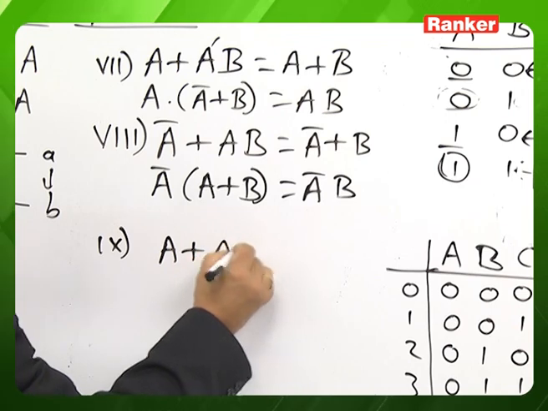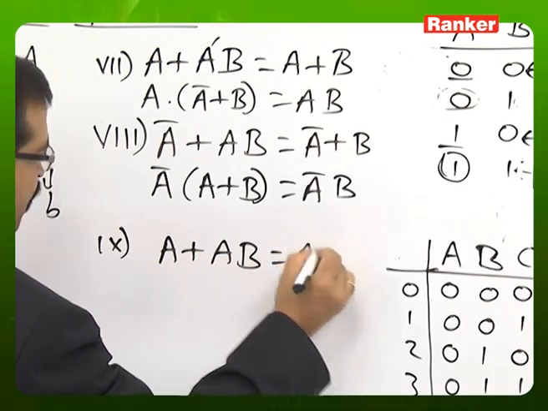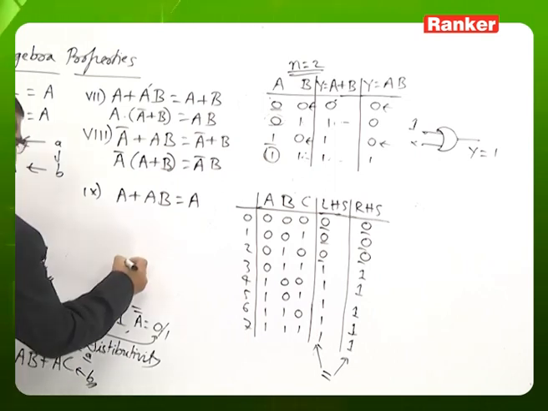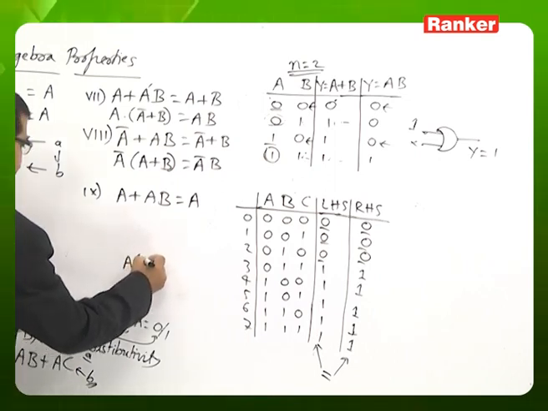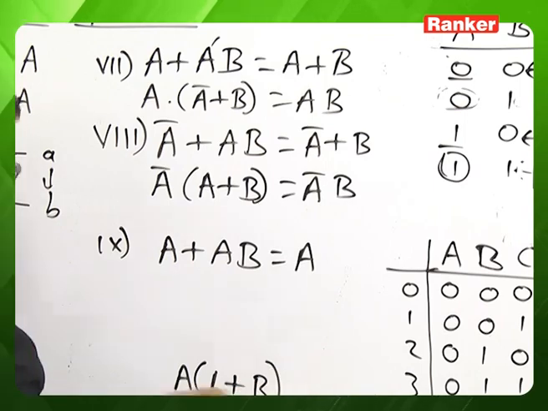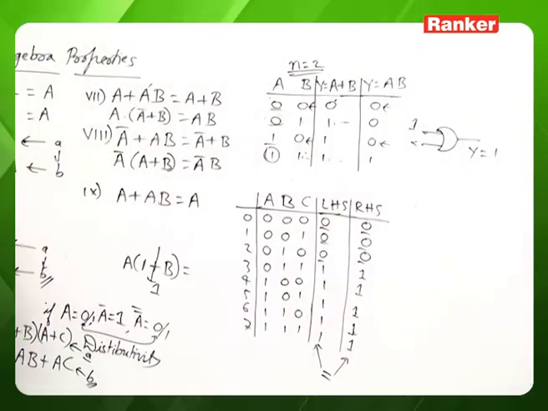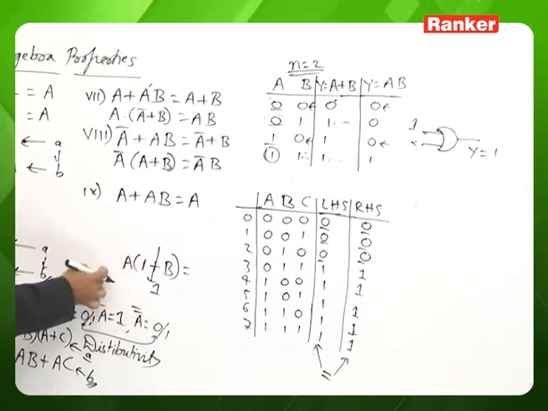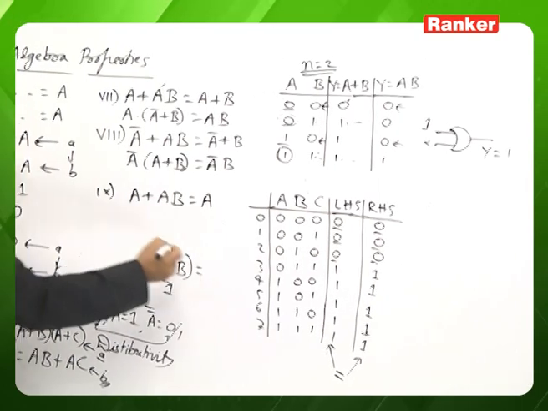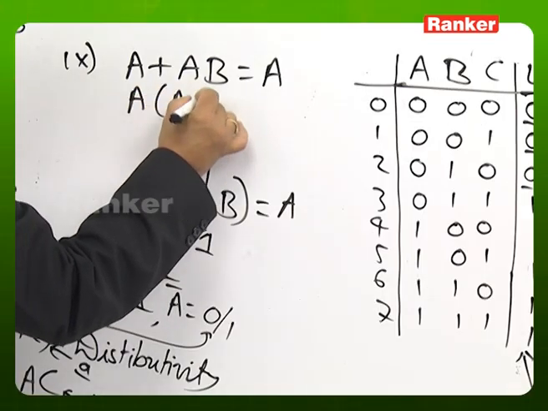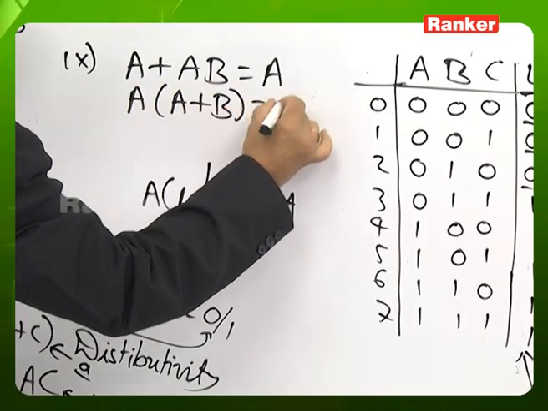A or with AB is equal to A. To prove this, we are not using distributivity. Basically, we take A as common, so that we get 1 or B within the parenthesis. 1 or with anything, using the third property, we know is 1. So, 1 and with anything, using the second property, we know is A. The dual for this is A and with A or B is equal to A.